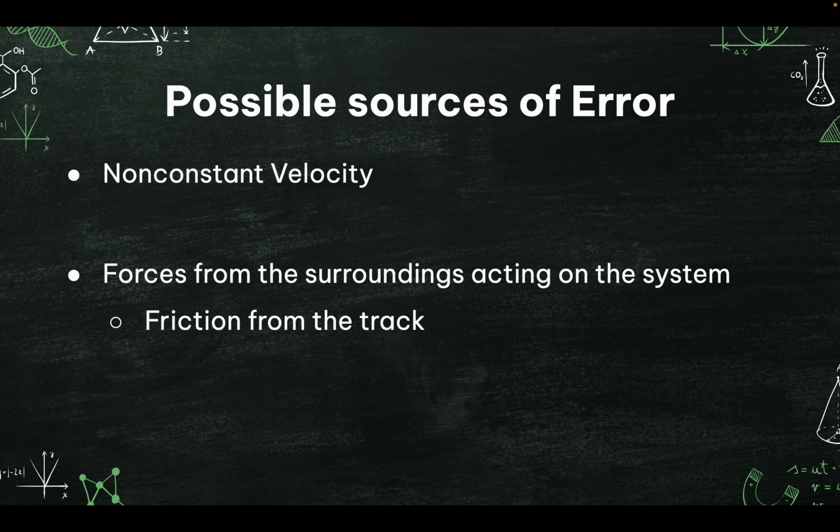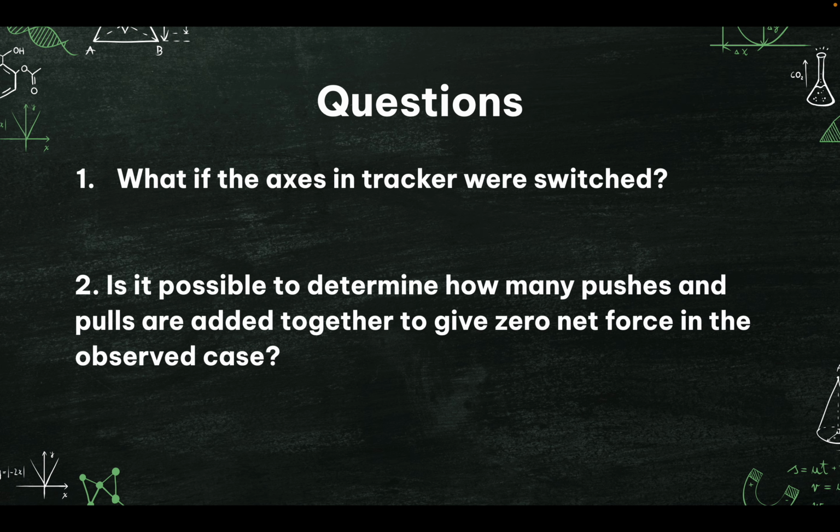Possible sources of error are non-constant velocity, meaning that there were forces from the surroundings acting upon the system. This could either be at the start when the cart was pushed, there was an acceleration, and other forces could be friction from the track or even air resistance from the surroundings.